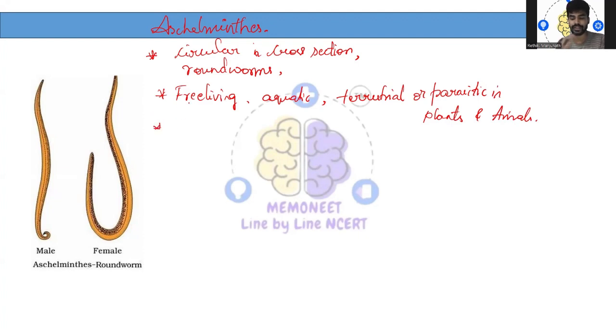And what about their symmetry? Level of organization is organ system level of organization and triploblastic. Then what type of coelom will you see? Pseudocoelomates. Pseudocoelomates, right?